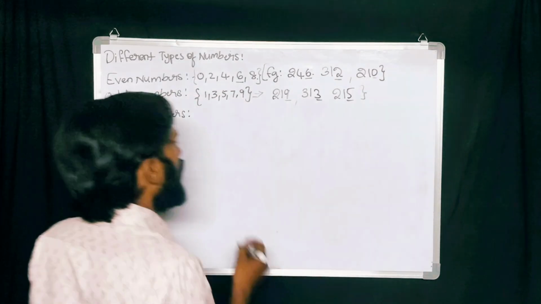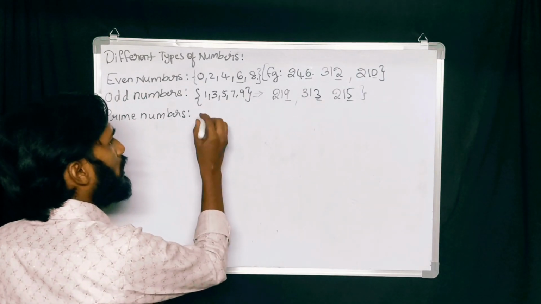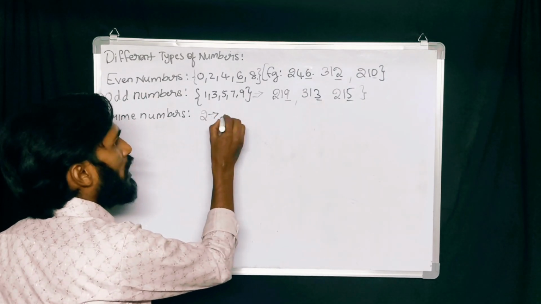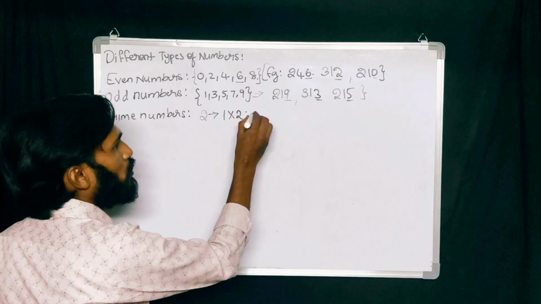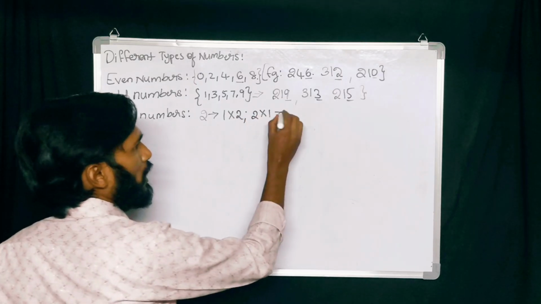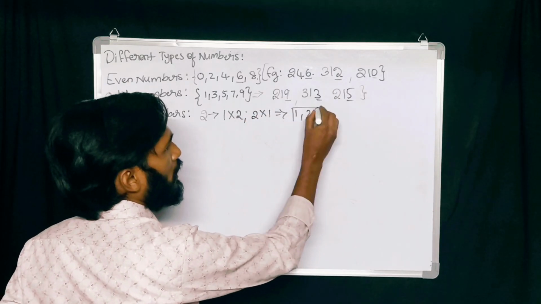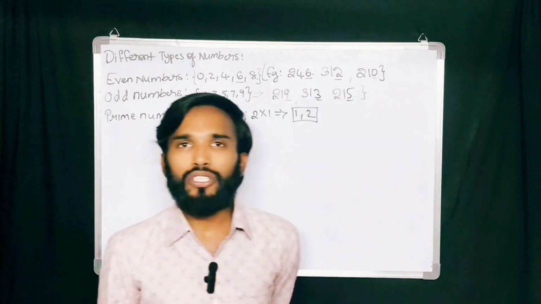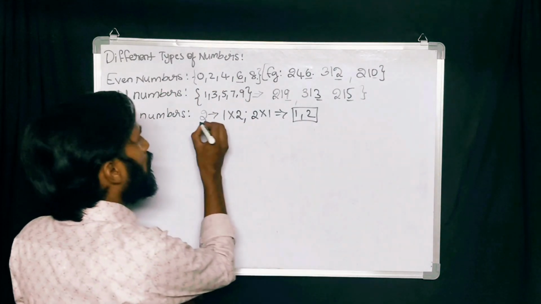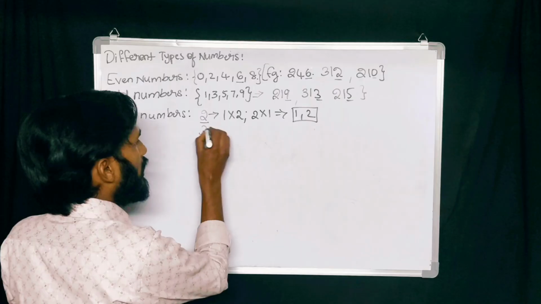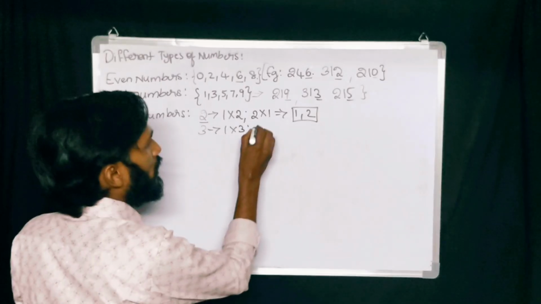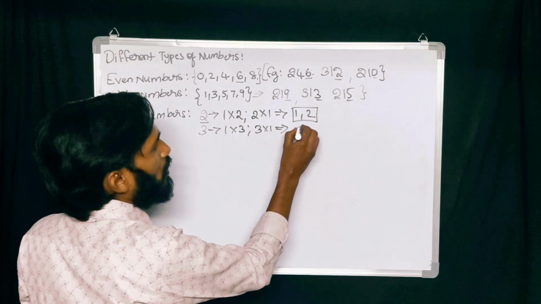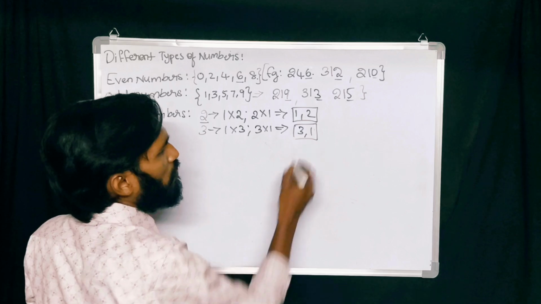For example, see here 2. How many factors does 2 have? 1 twos are 2 and 2 ones are 2. That means it has only the factors 1 and 2. Other than these numbers, 2 does not have any other factors. So 2 is called a prime number. Like this, take 3: 1 into 3 and 3 into 1. So 3 and 1 are the factors.